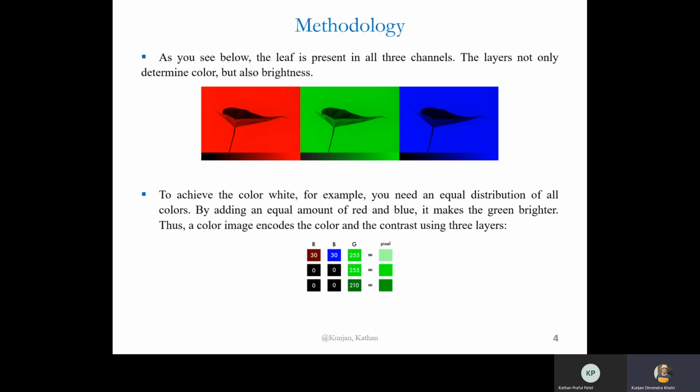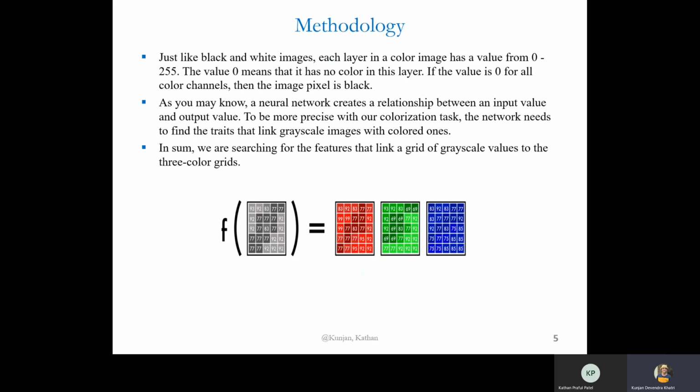To achieve the color white, for example, you need an equal distribution of all colors; adding an equal amount of red and blue makes the green brighter. Thus, a color image encodes the color and contrast using three layers. Just like black and white images, each layer in a color image has values from 0 to 255. The value 0 means that it has no color in this layer. If the value is 0 for all color channels, then the image pixel is black.